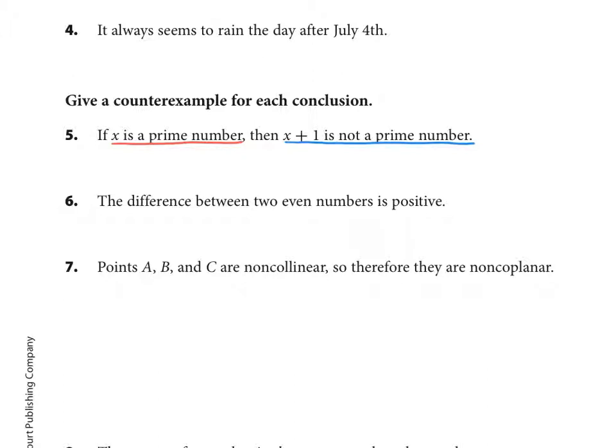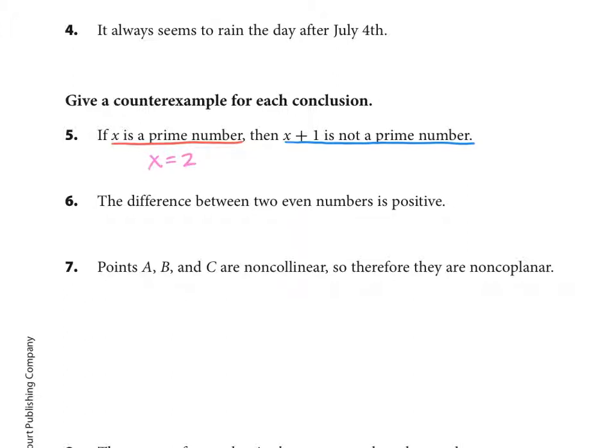Okay, so we want a number that is a prime number, and when we add 1 to it, that is also a prime number, right? We want to show that this is false. If we can make the hypothesis true and the conclusion false, that's a counterexample, right? So our example here, I'll just give you the answer. There's only one counterexample we can come up with.